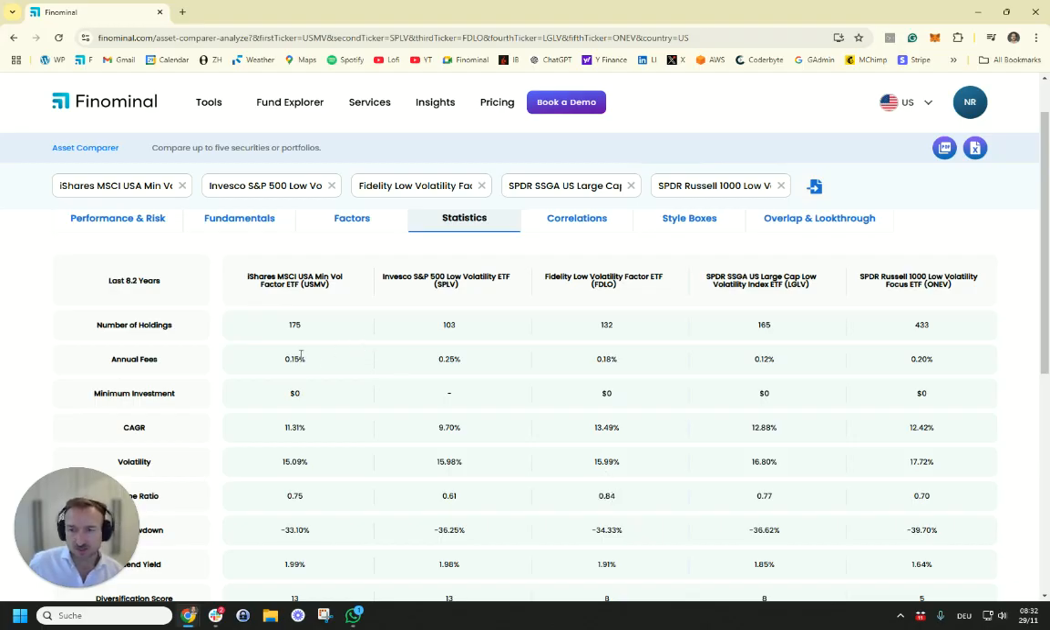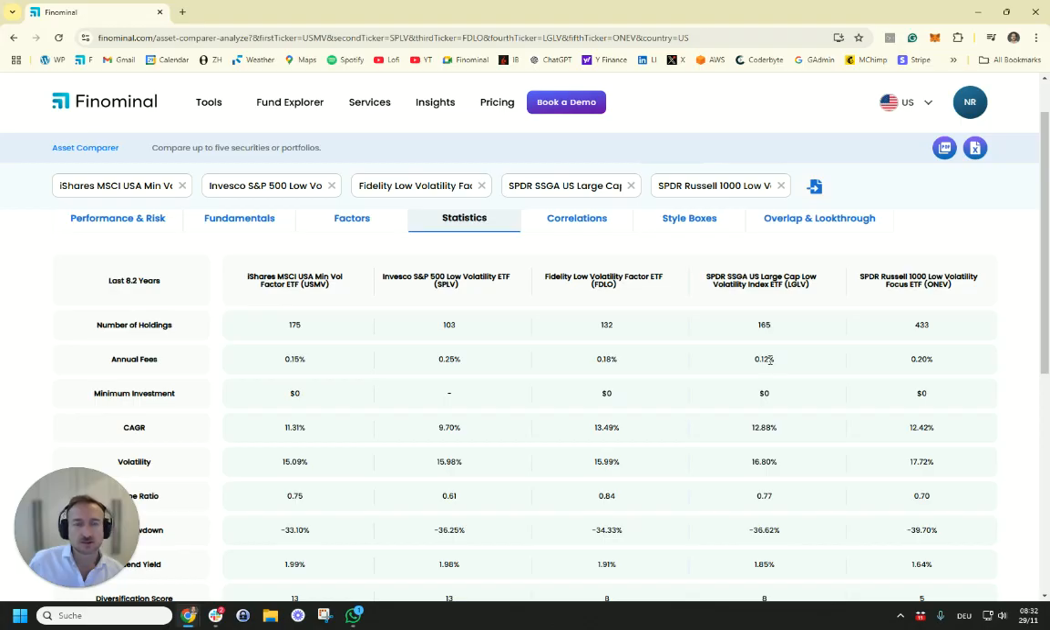From a fee perspective, we can see all of those ETFs are fairly cheap. The fees range up to 25 basis points for the most expensive one. The cheapest one is the one from Spider, LGLV, with 12 basis points, but this is almost marginal from a cost perspective.